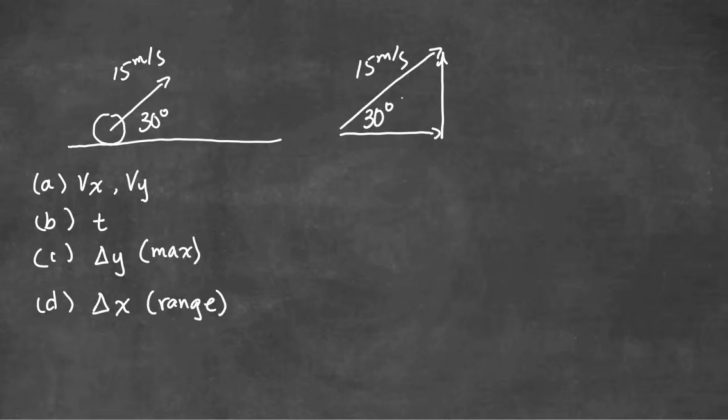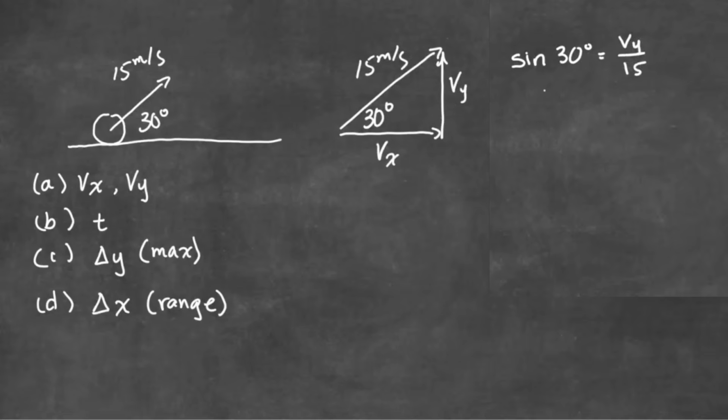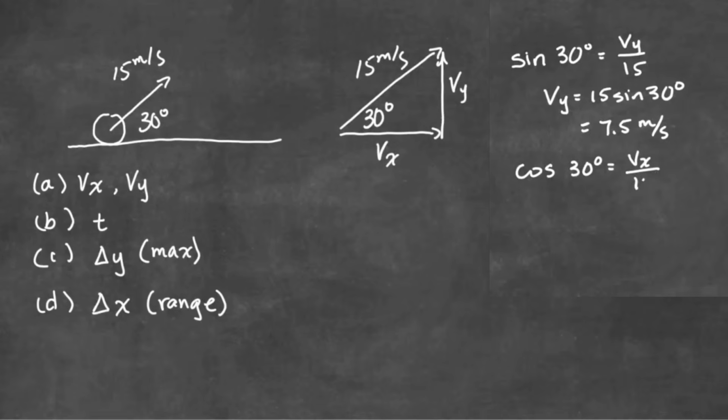To find the vertical initial velocity, we're going to use sine, because sine is opposite over hypotenuse, and the opposite is Vy, and the hypotenuse is 15. Multiplying 15 on both sides gives us 15 sine 30, and we get 7.5 meters per second. To find the horizontal initial velocity, we're going to use cosine, which is adjacent over hypotenuse. The adjacent is Vx, the hypotenuse is 15, so Vx is equal to 15 cosine 30, which we get 13 meters per second.